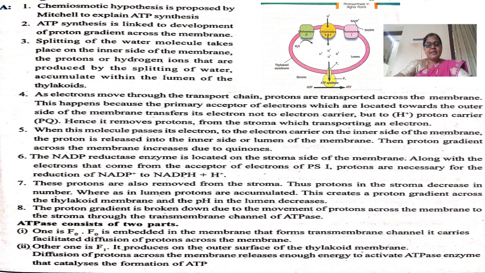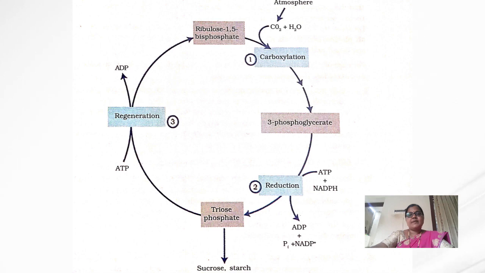F0 is embedded in the membrane and forms the transmembrane channel to carry the facilitated diffusion of protons across the membrane. And F1 is on the outer surface of the thylakoid membrane. So this is about the chemiosmotic hypothesis. And the next topic is where this ATP and NADPH are used.